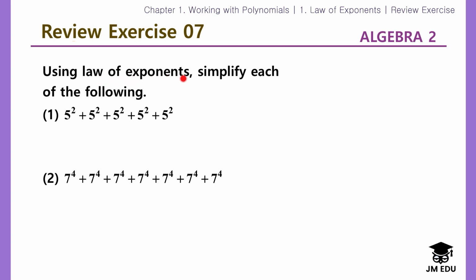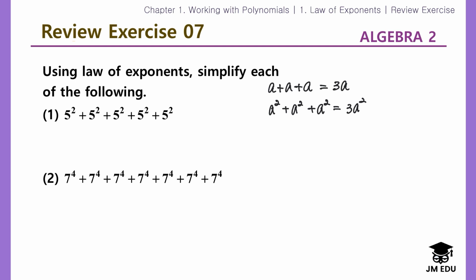Using law of exponents, simplify each of the following. For number 1, we have 5 squared plus 5 squared plus 5 squared plus 5 squared plus 5 squared, right? So let's say we are adding a plus a plus a. That is equal to 3a, right? What if we have a squared plus a squared plus a squared? We are adding all 3 a squares. So that's going to be 3a squared.